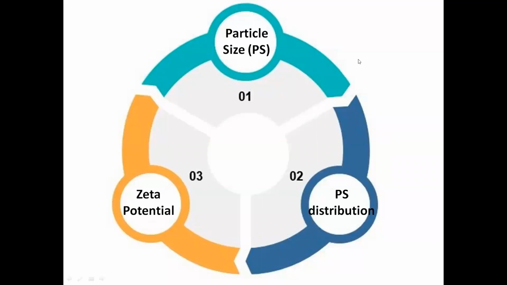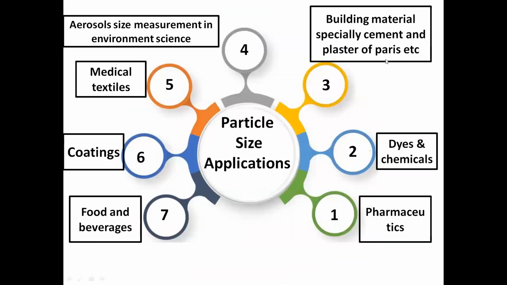As you reduce the size of a material, its activity, or you can say its reactivity, enhances multifold. So zeta potential is essential to measure at this stage. You will see the applications of particle size analysis and particle size: how can we enhance the functionality of different materials in different fields? So, what are those fields?